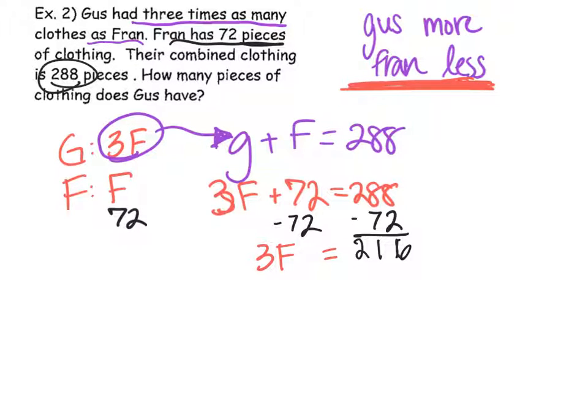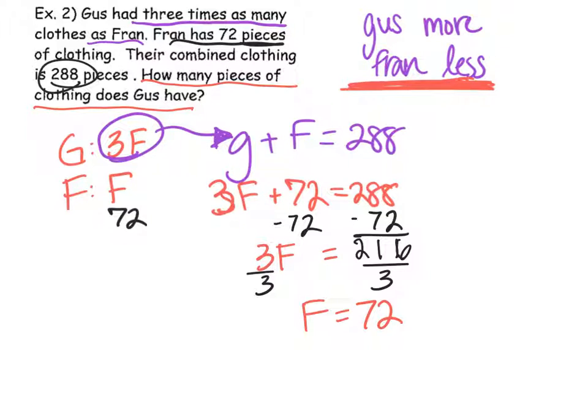3F equals 216. What did you get when you divided 216 by 3? Well, didn't we already know that Fran had 72? Let's use that information, because look at what the question says. How many pieces of clothing does Gus have? Plug in our info.